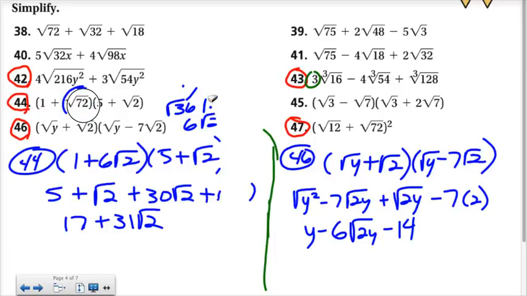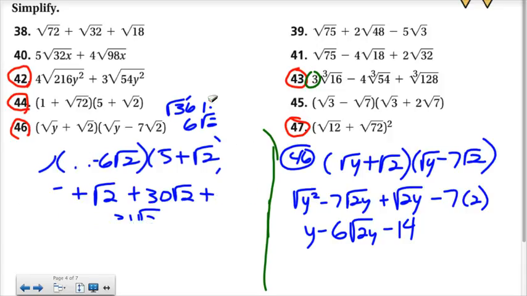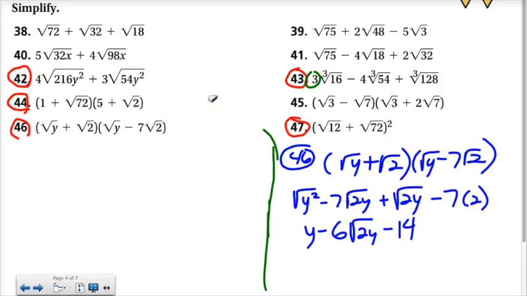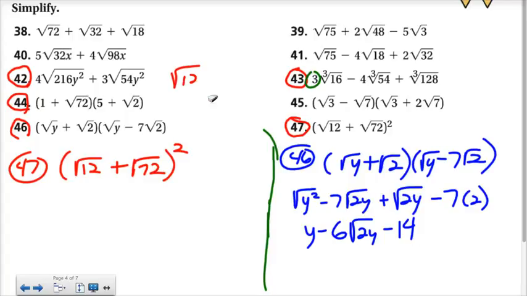All right, let me do some erasing here, and go through number 47. So number 47, as I'm writing it down, I'm thinking, whoa, that could use some simplifying. And again, you can wait and do it later, but boy, you're going to get some large numbers that you're finding the radicals of. So the first thing I would do is simplify the square root of 12.